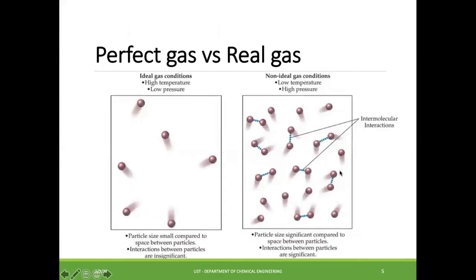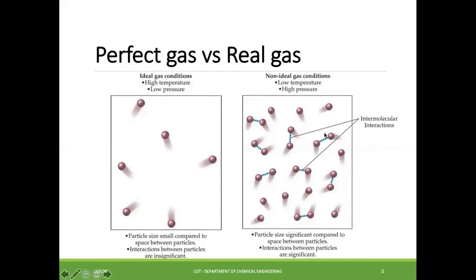Now, in terms of the molecular level, if we are considering perfect gases, the ideal gas conditions are low pressure and high temperature. If you see it at a molecular level, gas molecules are very small. So they exert forces on the walls of the container, but not on each other. So the particle size is very small compared to the spaces in between them. And the interactions between particles are not significant.